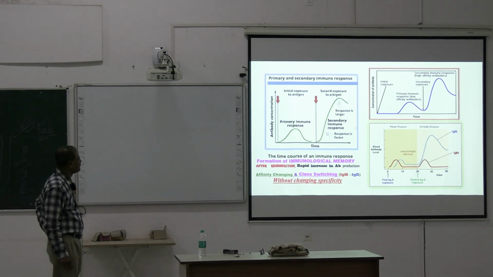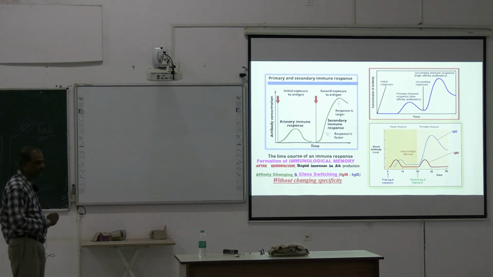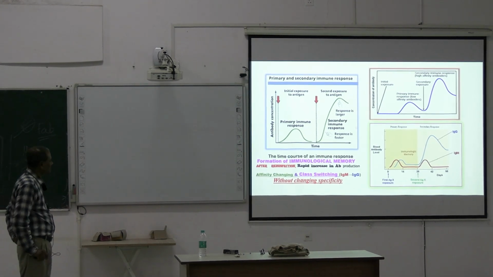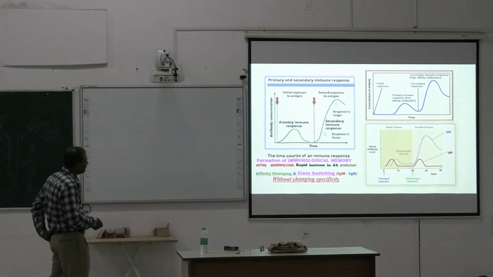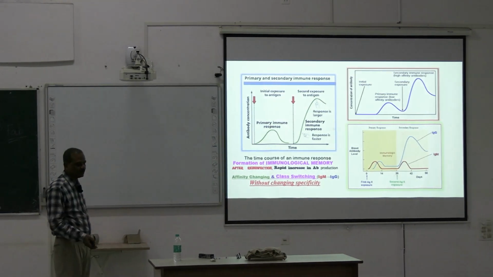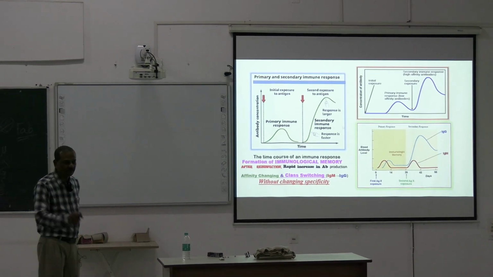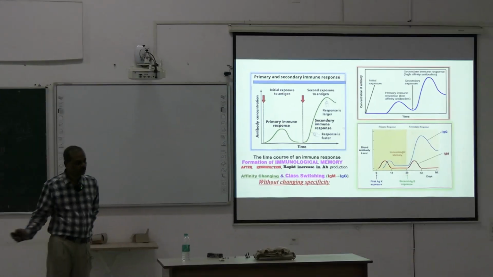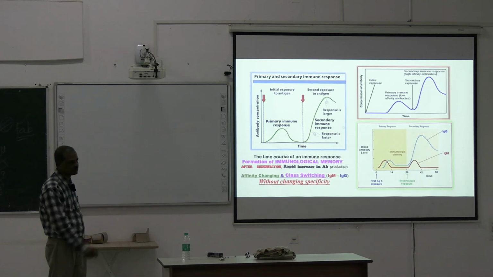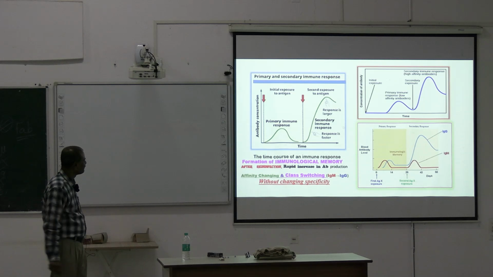After reinfection, rapid increase in antibody production, affinity changing and class switching. Affinity changing means avidity now. Initially, we get an IgM and that gets converted into IgG, or it can be IgA, IgD, IgE. So, these are 5 different classes as I told you. That class switching occurs during secondary response, but without changing specificity.